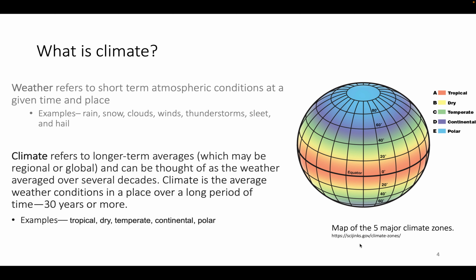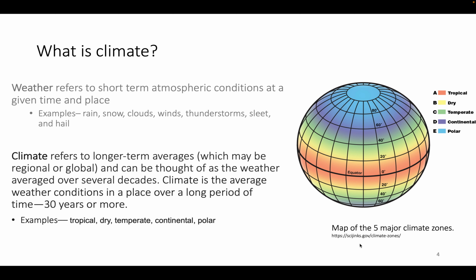Next, let's discuss what is climate. Climate refers to longer-term averages, which may or may not be regional or global, and can be thought of as the weather averaged over several decades. Climate is the average weather conditions in a place over a long period of time, say 30 years or more. Generally, Earth's climate is a function of how much solar radiation is received from the sun.